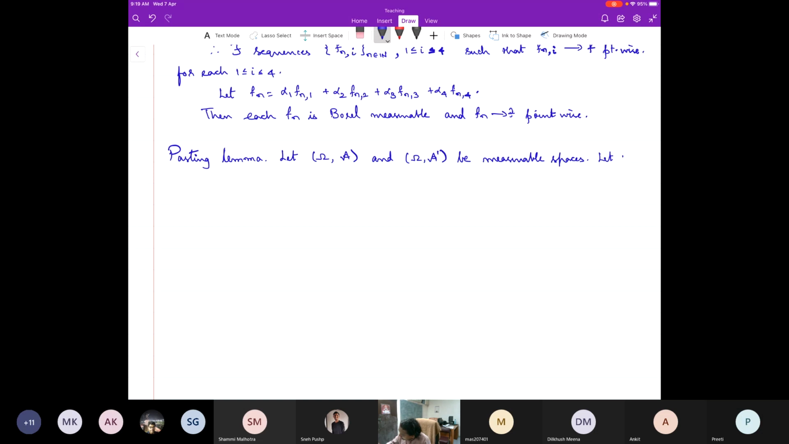Let E in A, and F1 from E to omega dash, and F2 from E complement to omega dash, be functions which are measurable with respect to A_E and A_E complement. What is this A_E and A_E complement?